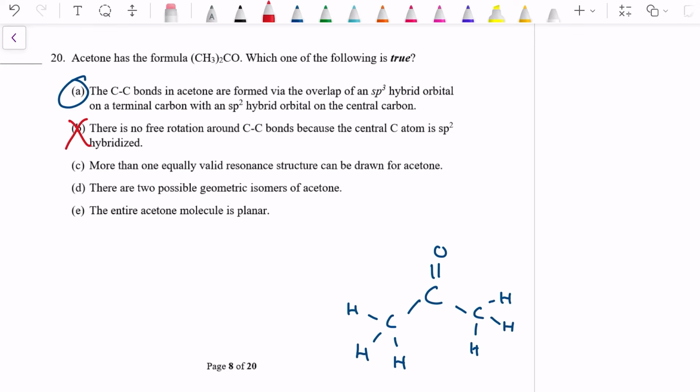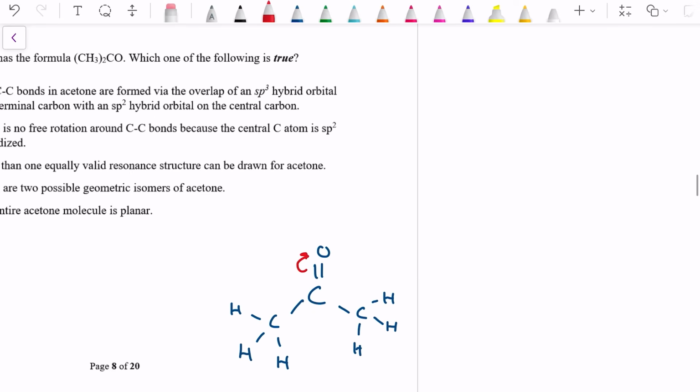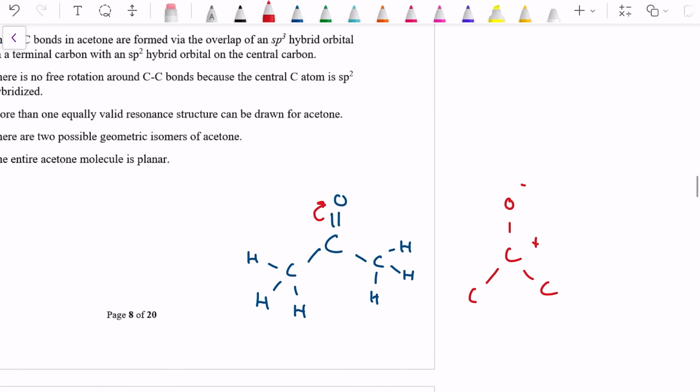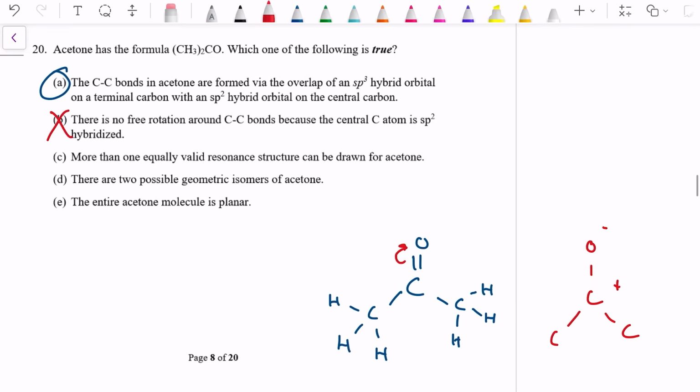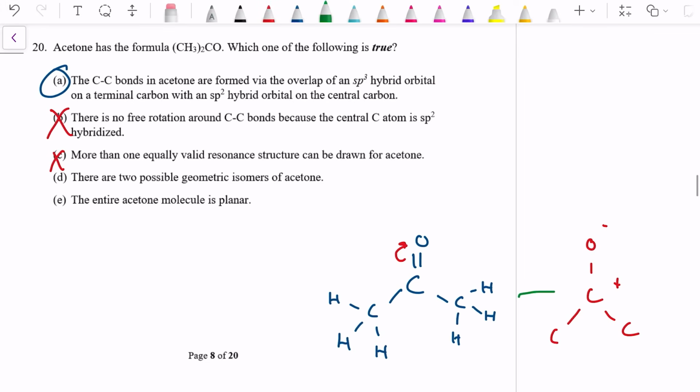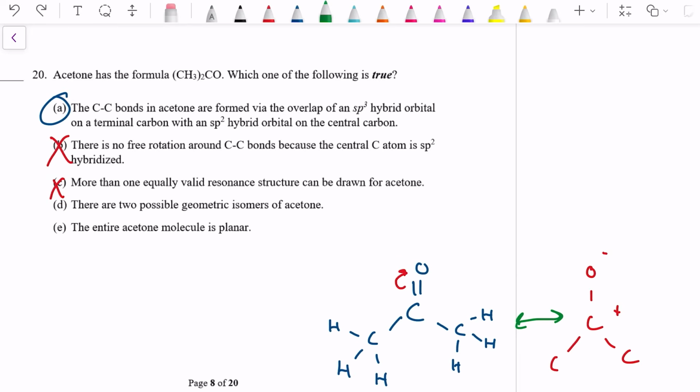C, more than one equally valid resonance structure can be drawn for acetone. The only resonance structure I could see was if you wanted to move the electrons up there, and instead you got a positively charged carbon and negatively charged oxygen. And that's not equally valid because you're putting charges on atoms, which is not as favorable. Even though the real acetone exists somewhere between these two resonance structures, this one would be our favorite. So C is wrong. D, there are 2 possible geometric isomers of acetone.